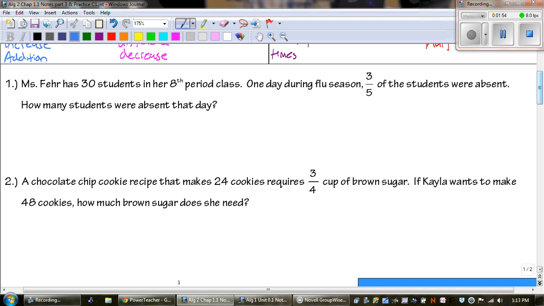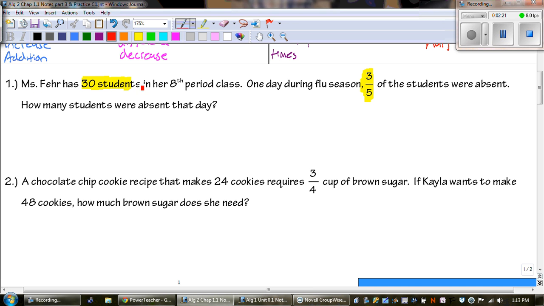So number one, it says Miss Fleur has 30 students in her 8th period class. One day during flu season, 3/5 of the students were absent. How many students were absent that day? Well, let's take a look at some key information. First it's telling us that there were 30 students and then 3/5 of them were absent. Now, we need to find the word that tells us what to do.